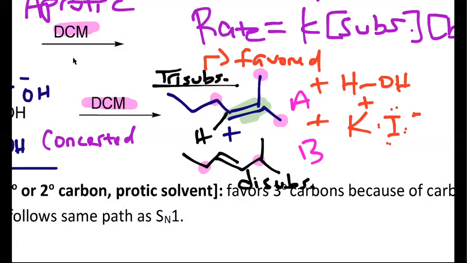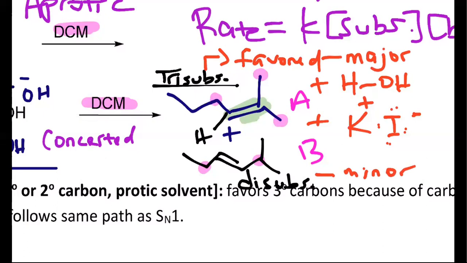Right. Well, we call A, when you're looking at a competitive process where you got the potential for more than one product, if it's favored, we're going to call it a major product. That makes the di-substituted product the minor product. All right, so you have a major product and a minor product.